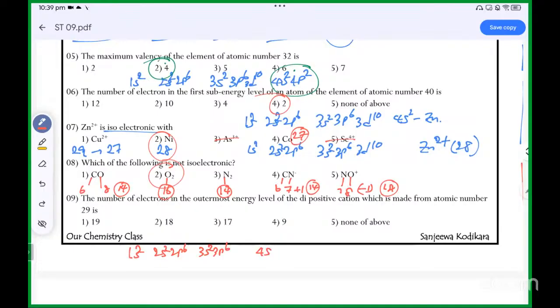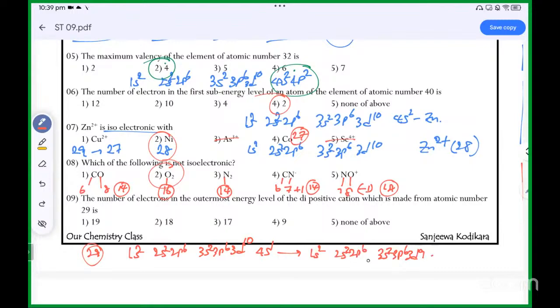Here it would be 4s2, 3d9, but actually it forms as 3d10, 4s1. You know those things, right? So this is 29. For the dipositive cation, 2 electrons should be removed from the outermost shell onwards. So it should be 1s2, 2s2, 2p6, 3s2, 3p6, with 4s1 removed and 1 removed from d, right? So it would be 3d9.